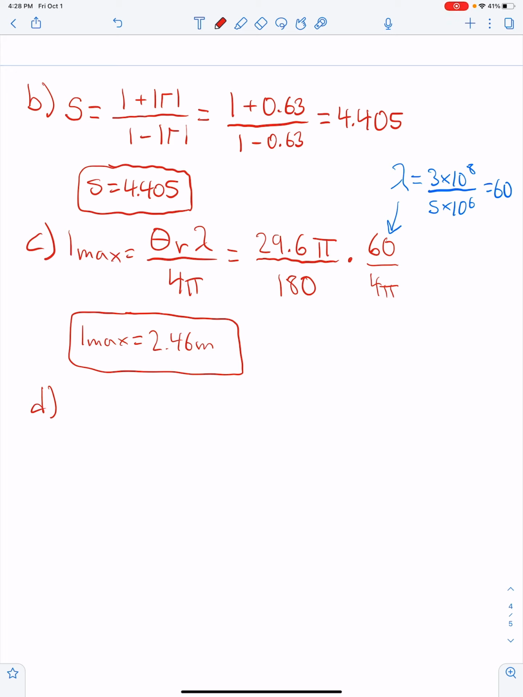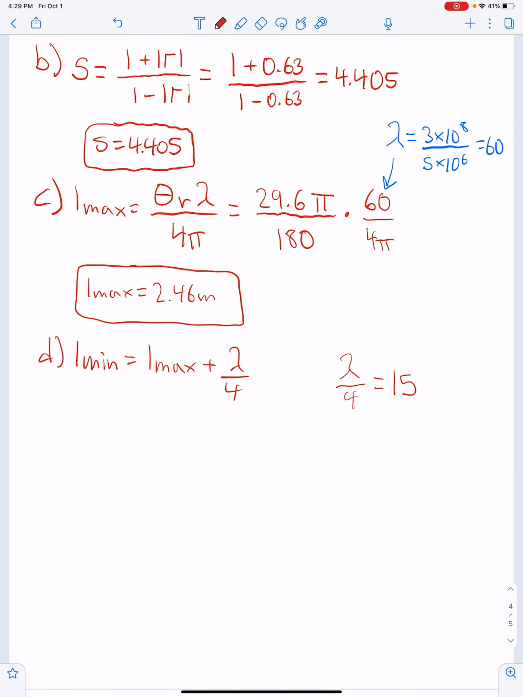Now, going on to our minimum length, since we know that the current maximum and voltage minimum are the same locations, we can say that our L max is less than the wavelength divided by 4. Therefore, we can say our wavelength over 4 is equal to 15. So we have L min equals 2.46 plus 15, 17.46 meters. And that is that.